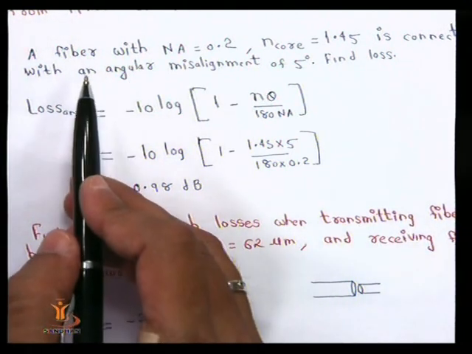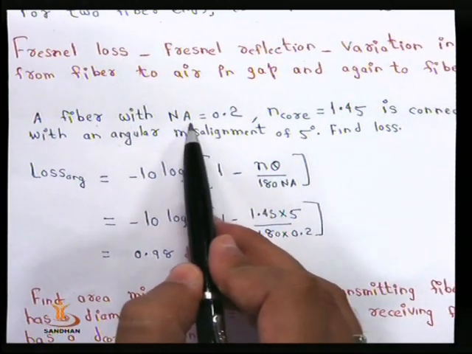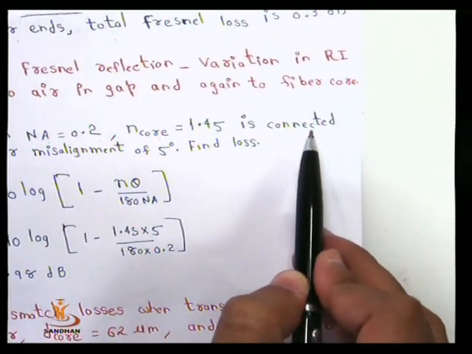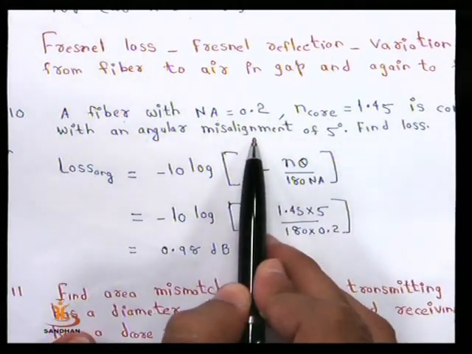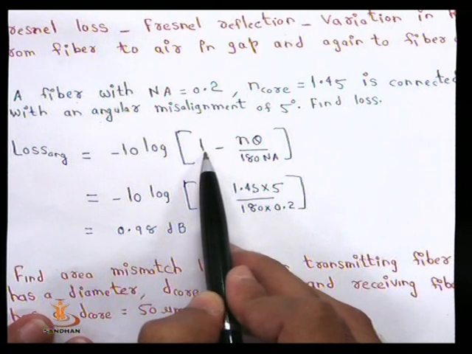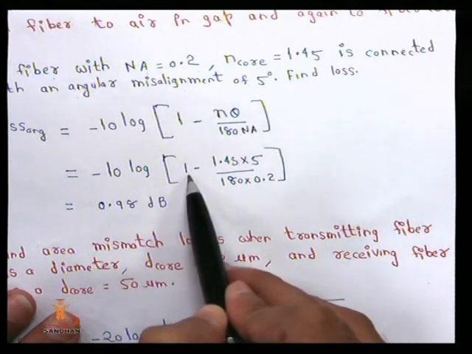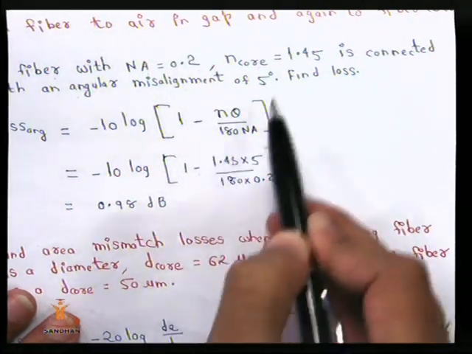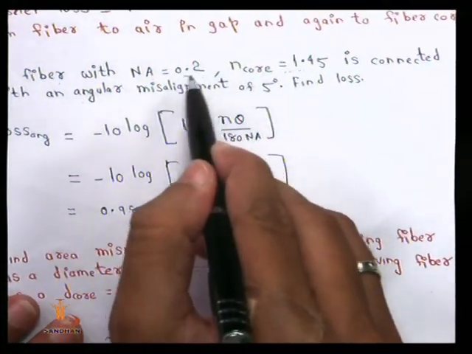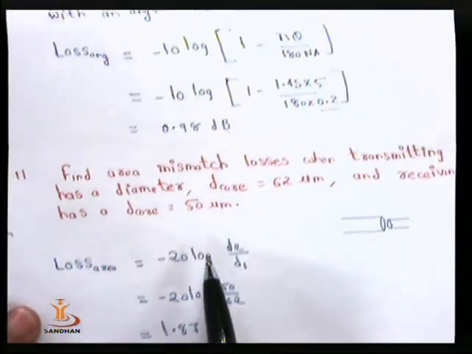Then one is the loss due to angular misalignment. A fiber with a numerical aperture of 0.2 and a core refractive index of 1.45 is connected with an angular misalignment of 5 degrees. Find the loss. Angular loss equals minus 10 log (1 minus n theta divided by 180 times the numerical aperture). That is minus 10 log (1 minus 1.45 times 5 divided by 180 times 0.2), where n is 1.45, theta is 5 degrees, and the numerical aperture is given as 0.2. If you calculate, you are getting 0.98 dB.